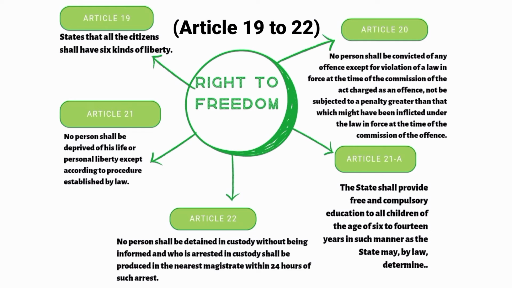So, Article 20 states that no person shall be convicted for any offence except for the violation of the law. Article 21 states no person shall be deprived of his life or personal liberty, which is also called as right to life. Article 21A is the right to education, where the state shall provide free and compulsory education to all the children between the age of 6 to 14 years. And Article 22 states that no person shall be detained into custody without being informed.